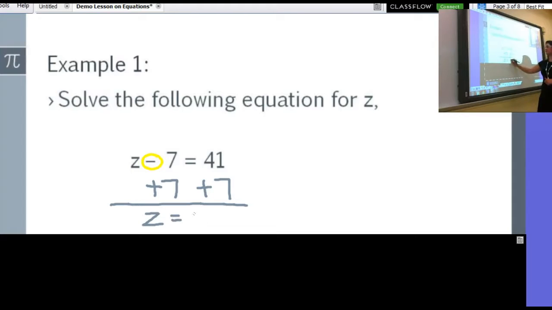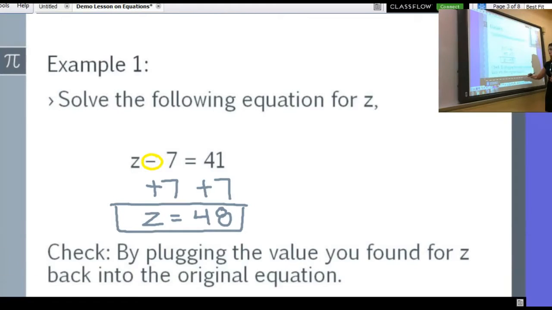By adding 7 over here, we get 48. So we can see that z is 48. Now, we can always go back and check what we found by plugging the 48 into the original equation. So we'll say 48 minus 7, take our time, calculate it, and get that 48 minus 7 is 41. And we see that that is what we wanted, so our check step's complete.